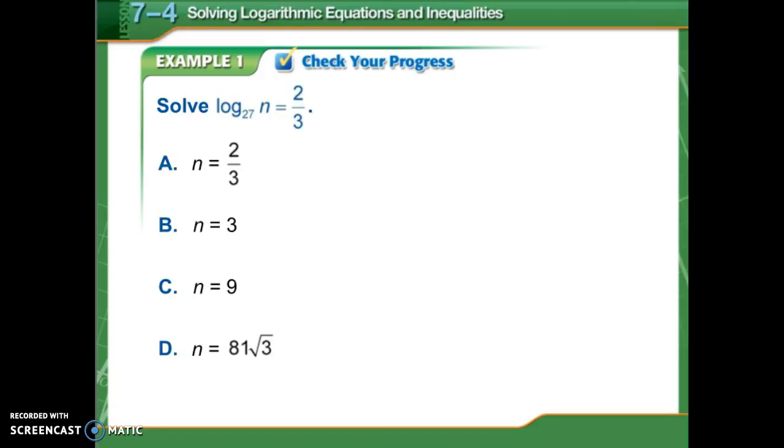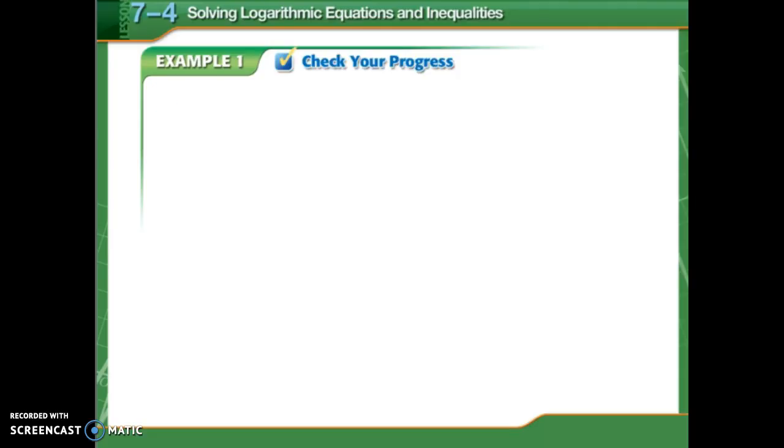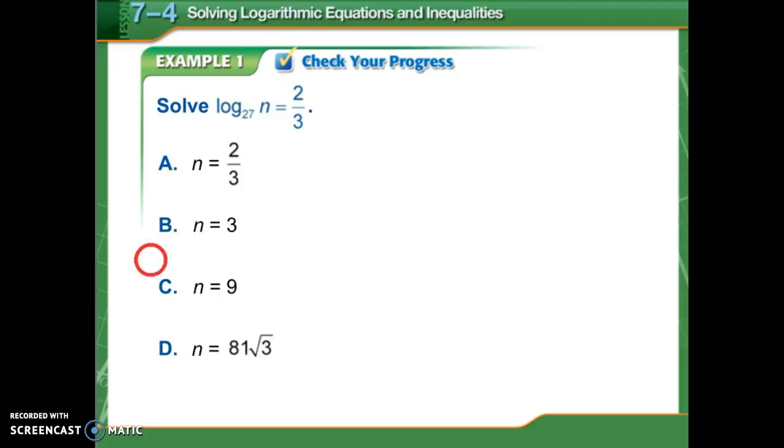Okay, let's look at a check your progress problem. We've got log base 27 of n equals 2/3. And our answer for this one is C, n equals 9.